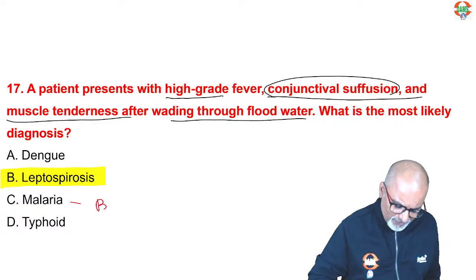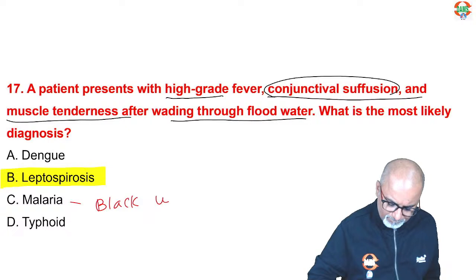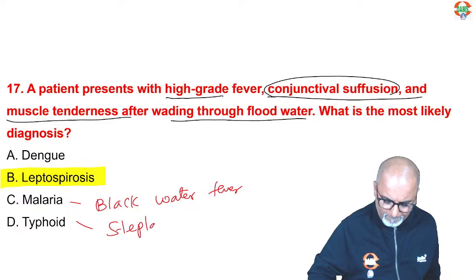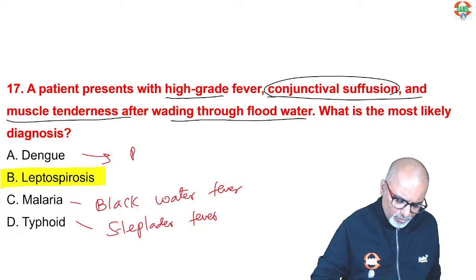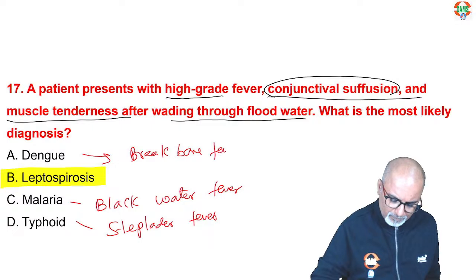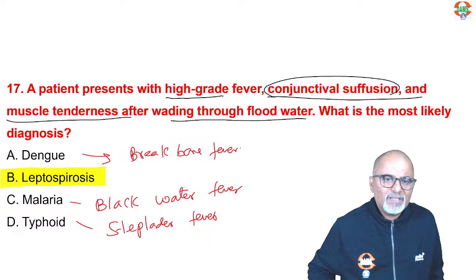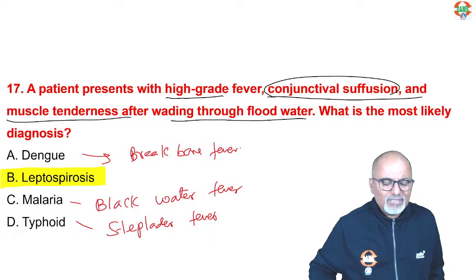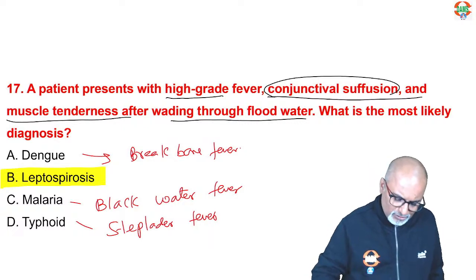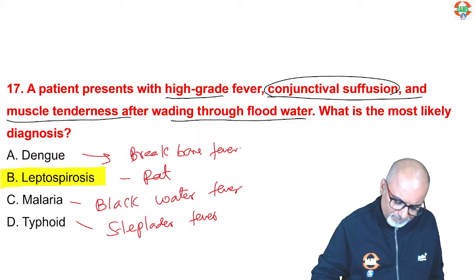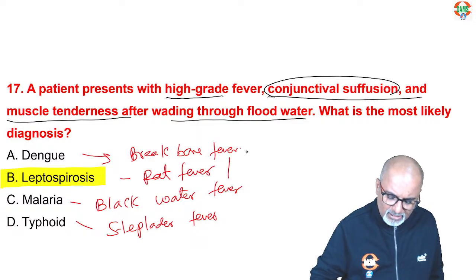Malaria, black water fever. Typhoid, stepladder fever. Dengue, breakbone fever. Black water fever, stepladder fever, breakbone fever, like that. Leptospirosis is always called rat fever or swamp fever.